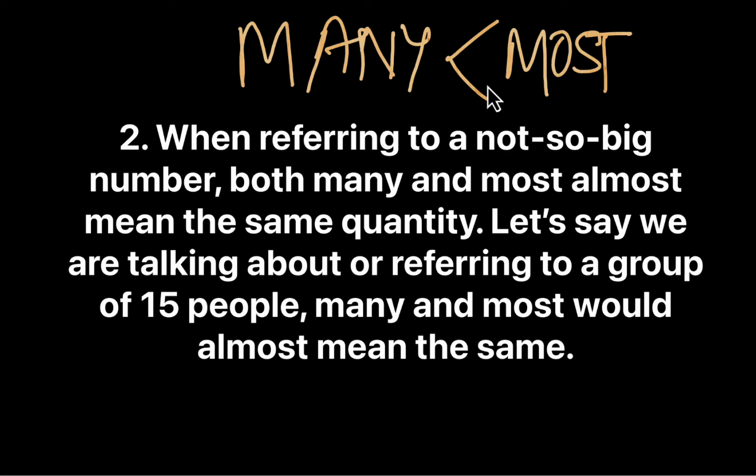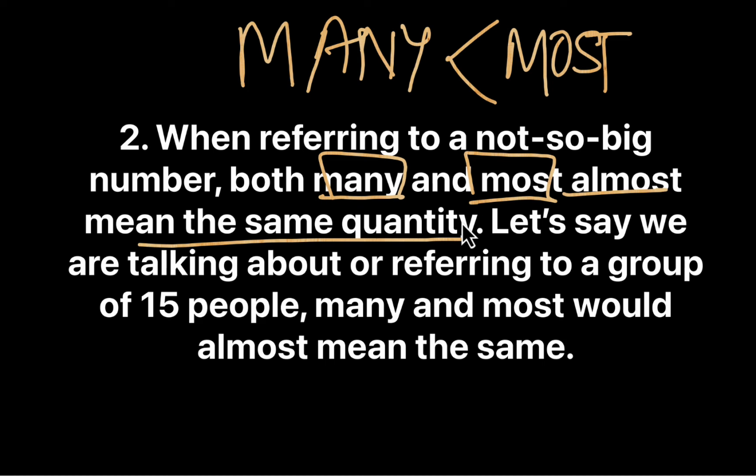So let's understand this. When referring to a not so big number, both many and most almost mean the same quantity. Please note this. Almost mean the same quantity. Let's say if we're talking about or referring to a group of 15 people, many and most would almost mean the same. Let me give you an example and make you understand this in a better way. Many people have come here to see me. Most of these people have come here just to see me. What is the difference? Of course, you're referring to a large number, but is the number same?